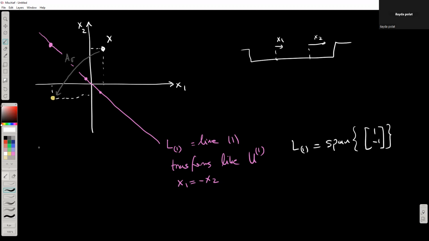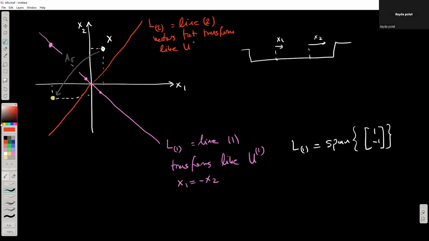Okay. There's another line in here. I'm going to use a red color for that. So it is that diagonal. It turns out that these two invariant subspaces are perpendicular to each other. There's a 90 degree angle between them. In any case, that's line 2. Basically vectors that transform like the U2 representation.